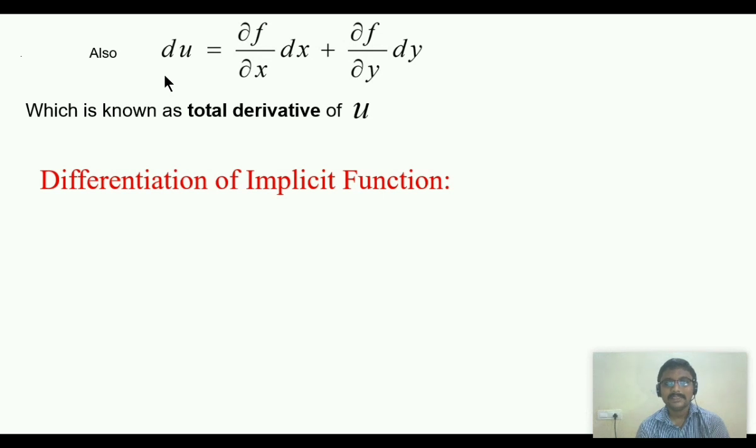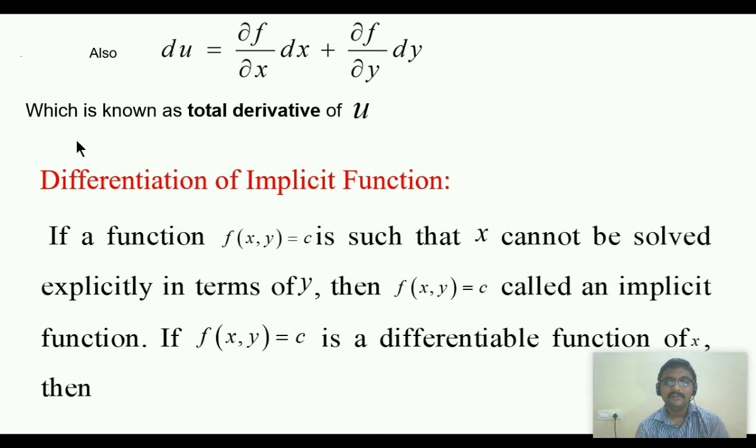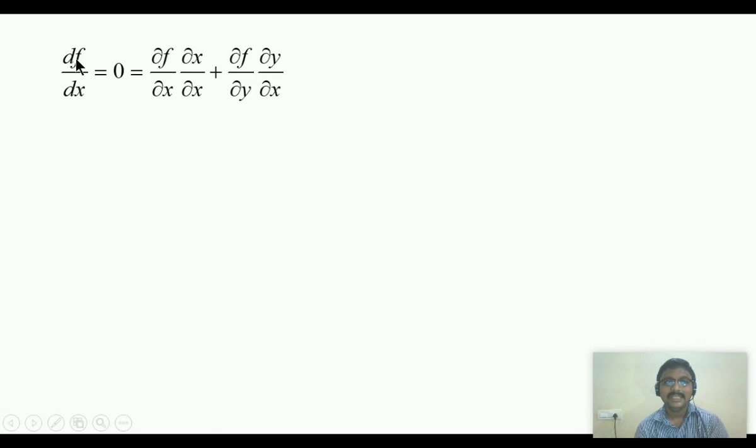Differentiation of implicit function. If a function f of x, y equal to c is such that x cannot be solved explicitly in terms of y, so x cannot be reduced into terms of y, then f of x, y equal to c is called an implicit function. If f of x, y equal to c is a differentiable function of x, then df by dx equal to 0, which is dou f by dou x into dou x by dou x plus dou f by dou y into dou y by dou x, equated to 0.